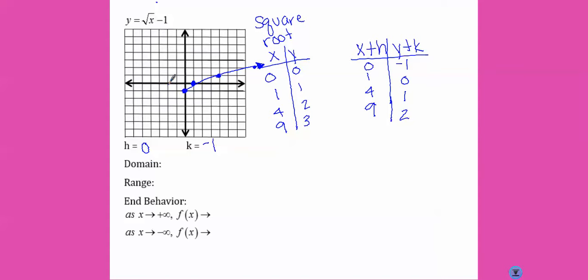So our domain, we still start at 0 and go to the right, so 0 to infinity. But our starting point got dropped down 1, so our range goes from negative 1 to infinity. Oops, and this shouldn't be there. My bad. And our arrow on the right is pointing up.